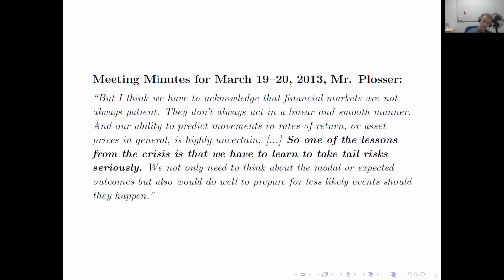And a little more related to this tail uncertainty part that we are looking at, right here is a quote from the meeting of March 2013, by Mr. Plosser, who argues that rates of return on assets are uncertain. The Fed has to keep that in mind, but also that one of the key lessons from the crisis is that the Fed has to learn to take tail risks seriously. So this seems to be a subject of discussion at the Fed, and this is why we're looking at this. There are numerous other examples of discussions about uncertainty and tail risks in general taken from meeting minutes.